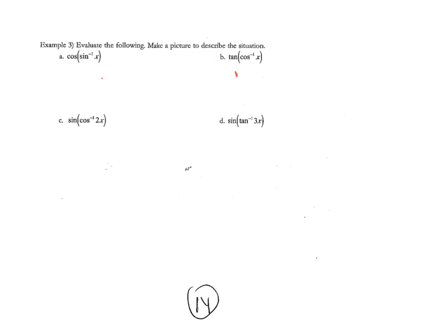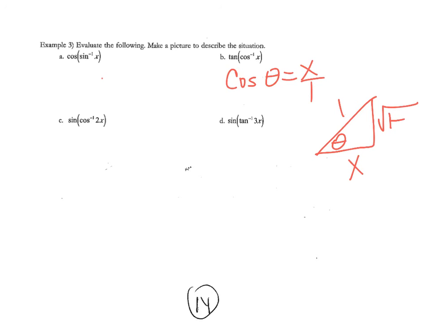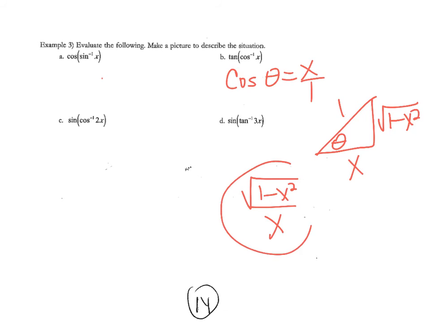So I've got the cosine of some angle has to equal x. Well, this looks familiar. x/1. But now we're talking about this side and this side. And this side will be the 1 minus x squared, right? Square root of 1 minus x squared. So what's the tangent? Well, that's going to be the opposite side over the adjacent side.